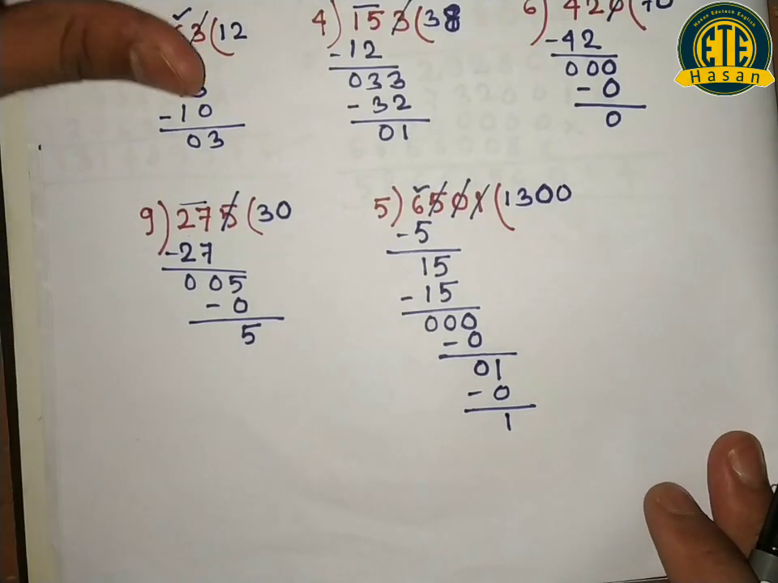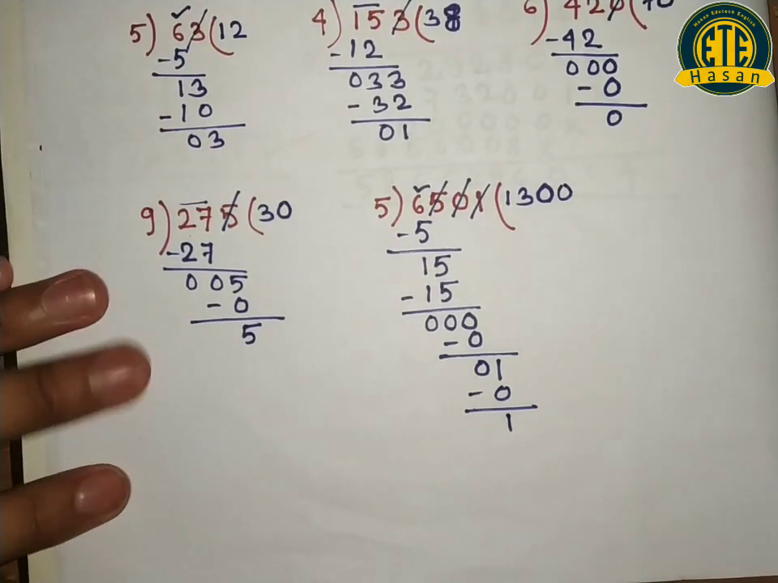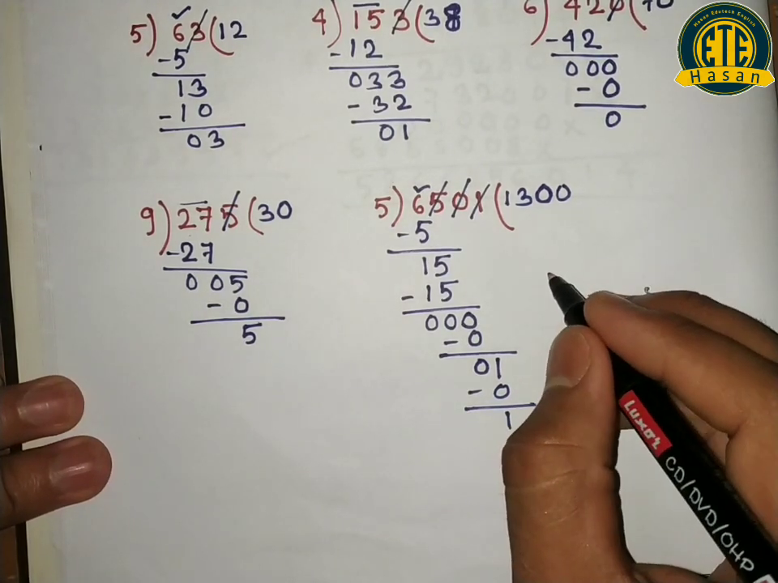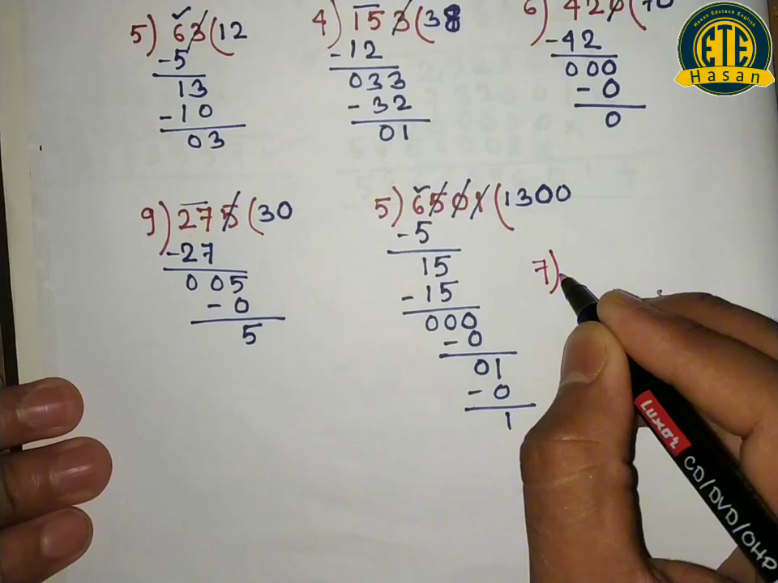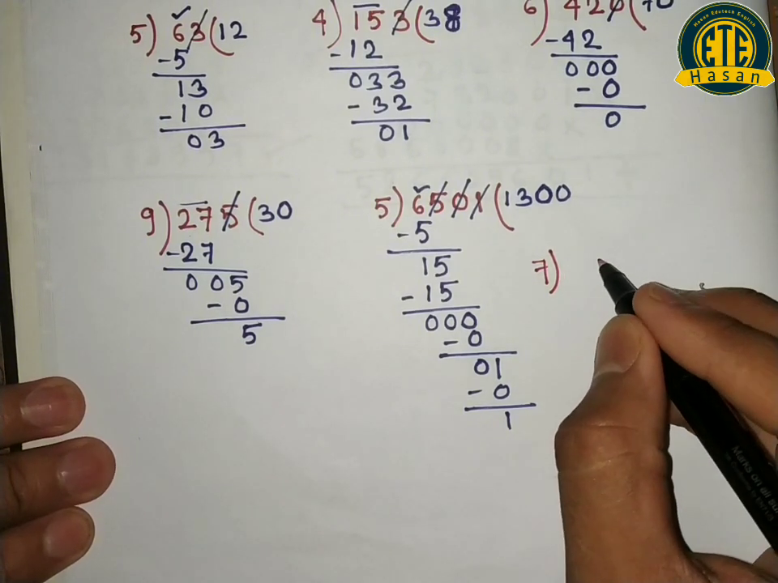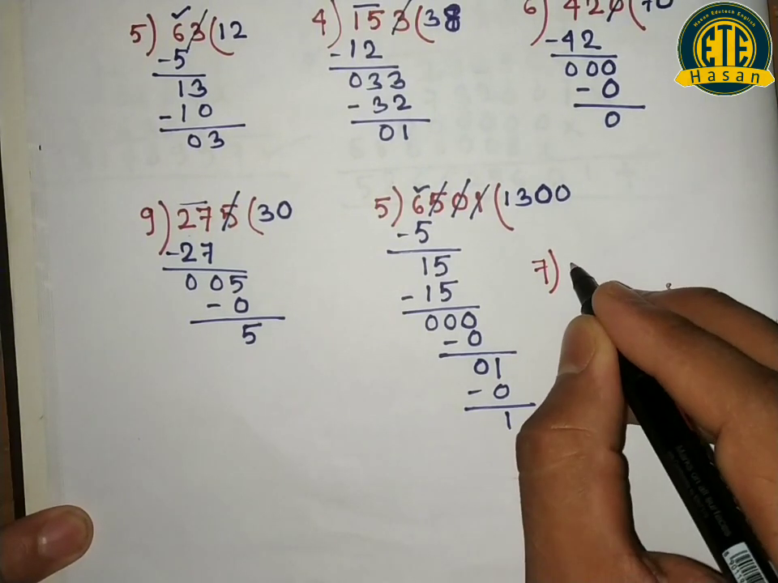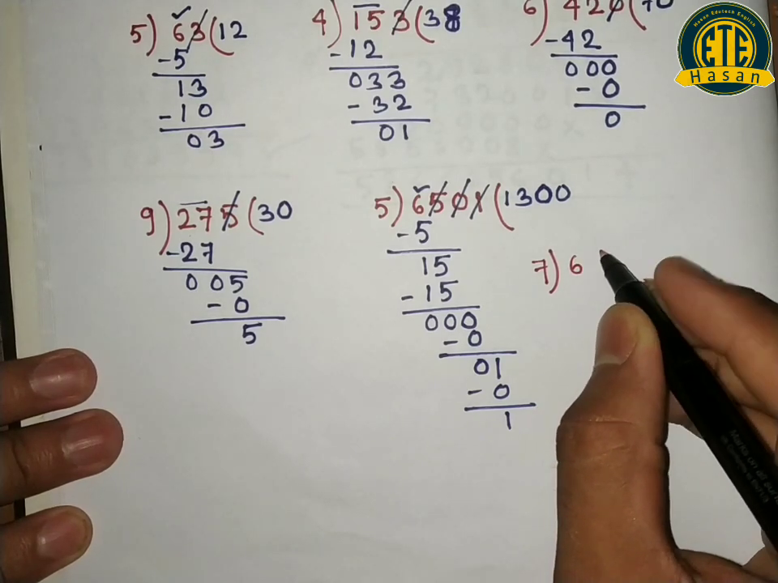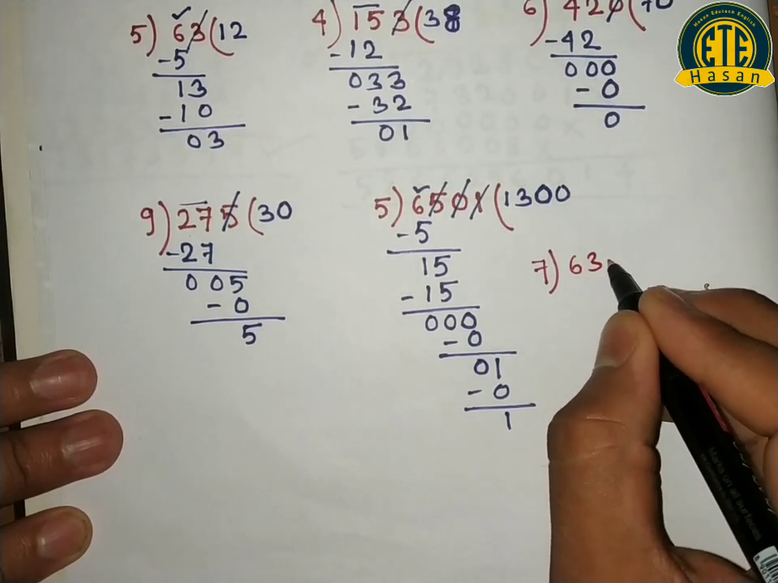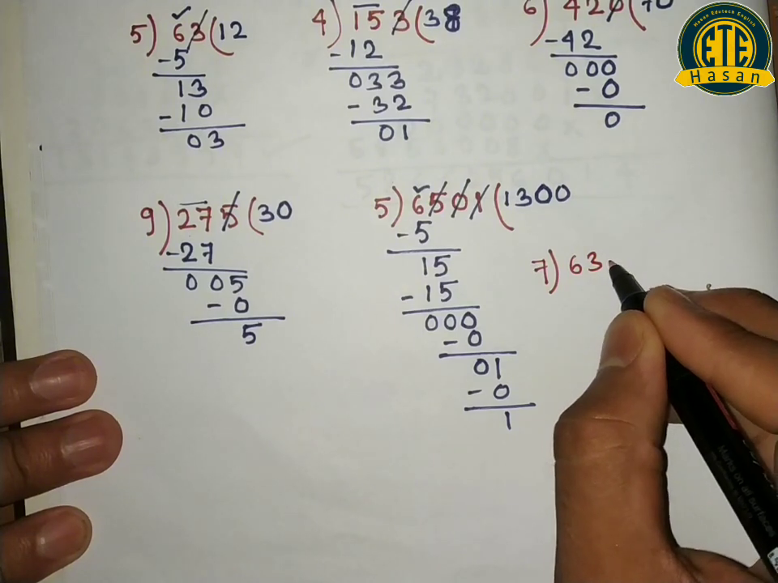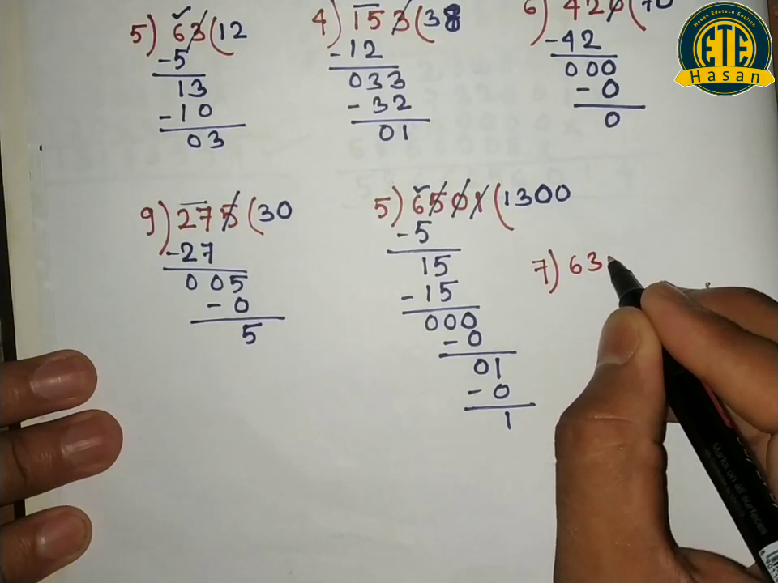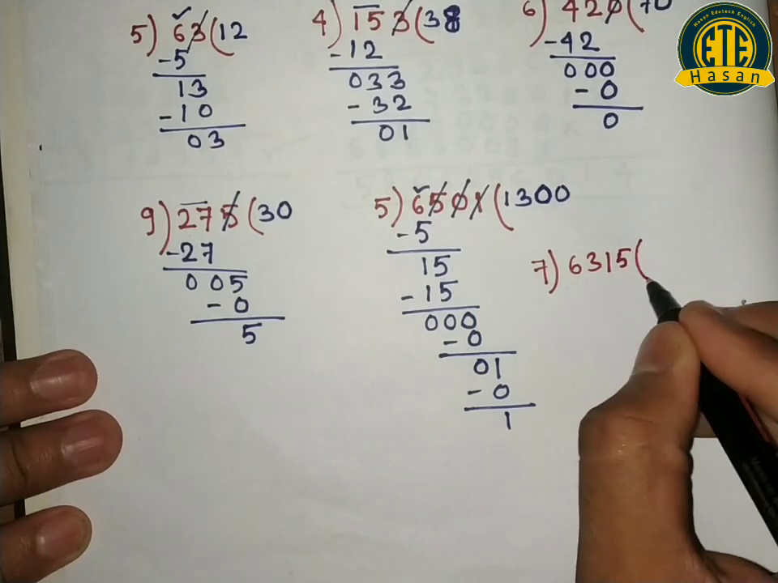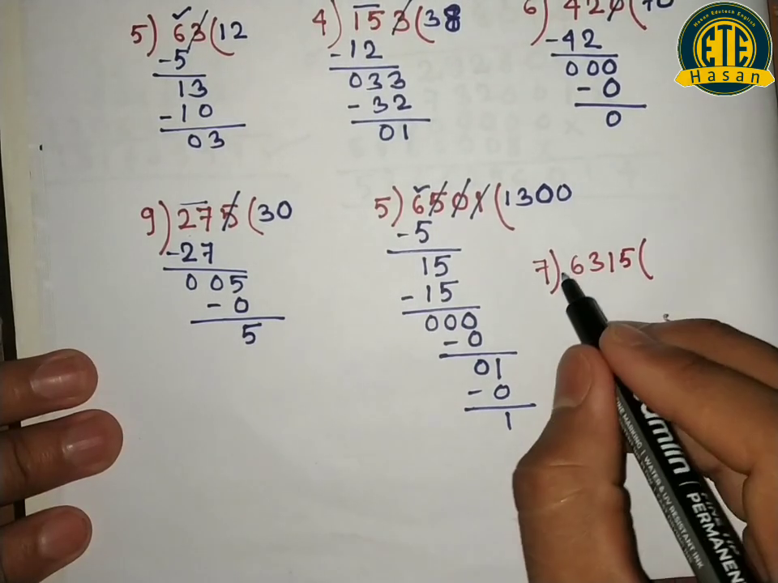Is it difficult? No, nothing is difficult. So let's take another example, like 7631 divided by 7. Okay, now divide it.